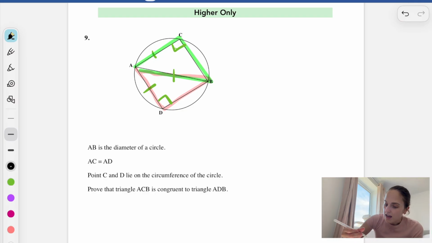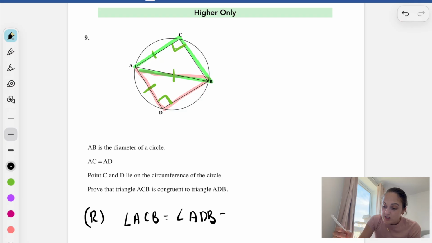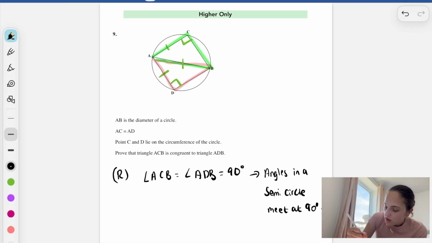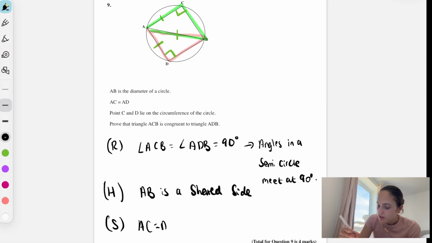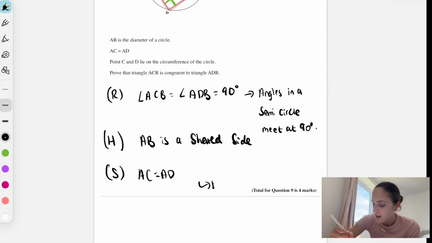So if we just write that down, firstly we have R, which is right angle, and so we can say that angle ACB is equal to angle ADB, which is equal to 90 degrees, and the reason for that is angles in a semicircle meet at 90 degrees. We can say H, so H is the hypotenuse, so we have a shared side AB, and then we have S, so we have AC equals AD, and that's just because they've told us that in the question, so we don't need to give a reason for that, and so we have RHS. So the answer to this one is RHS.